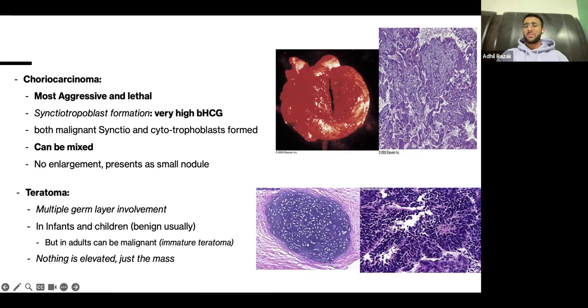And what makes it even weirder is that the tumor presents with no enlargement. It presents as a small nodule. Like in the testes, it's a small nodule. There's no enlargement. It's weird.